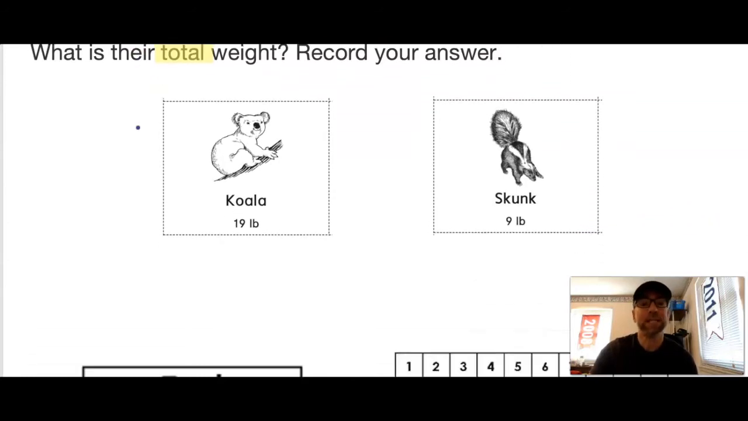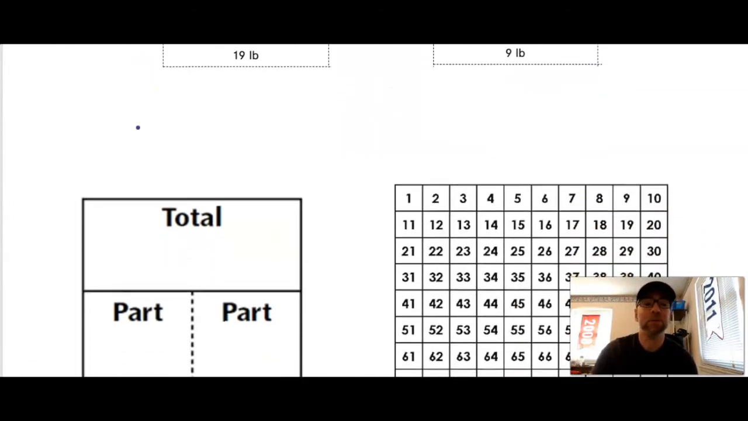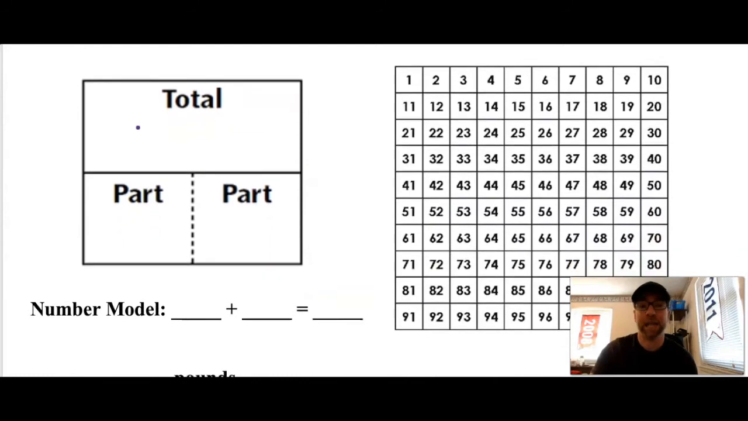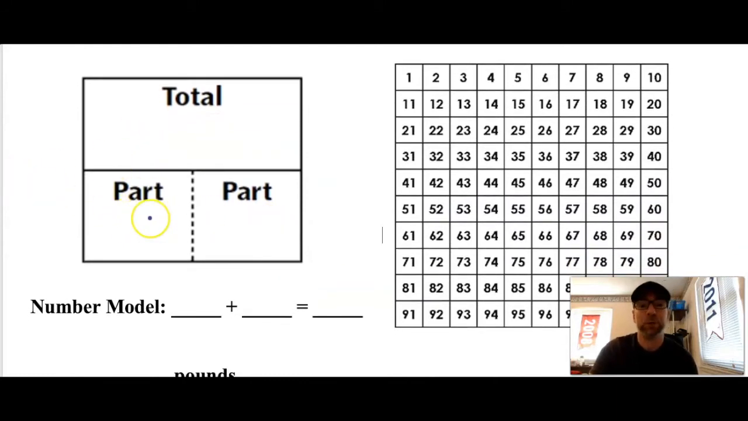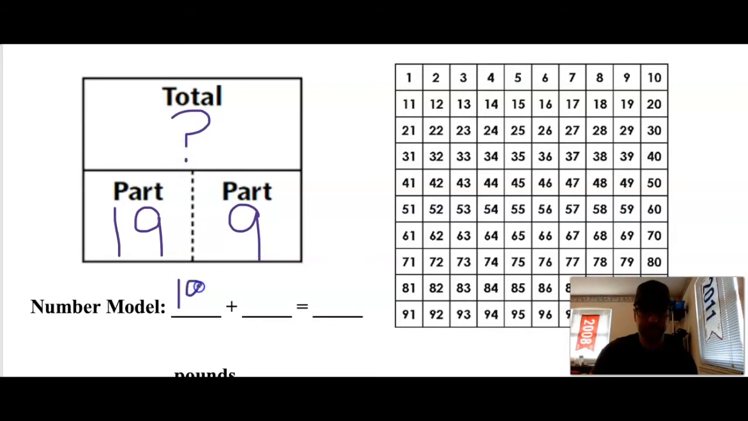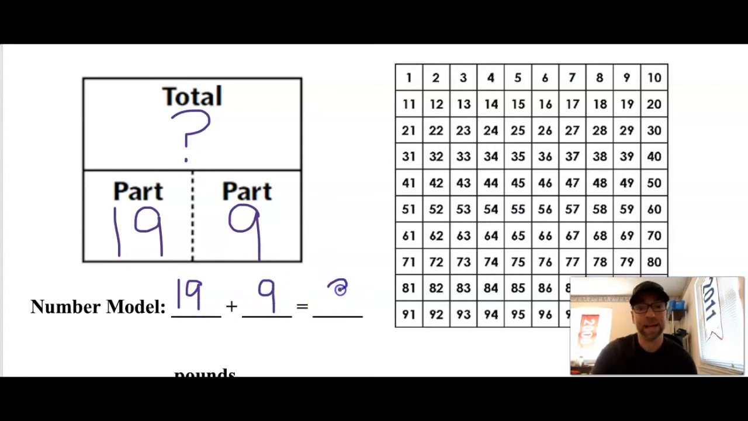Now, one of the ways that you could solve this problem is by using that part-part total diagram. Remember, we have our two parts, and the two parts equals the total. And my one part was 19. The other part was 9. And it's the total that we have to figure out. So my number model would be 19 plus 9 equals, and I don't know yet. That's what we have to figure out.